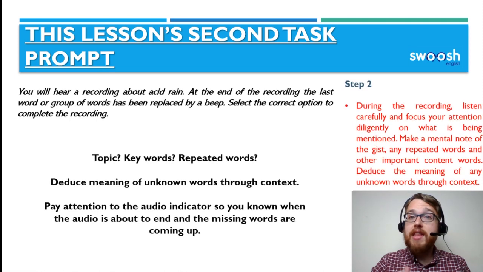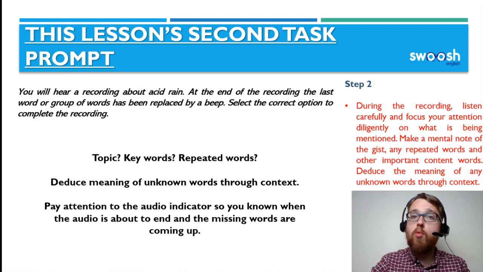All right, now that we've done the pre-listening section, let's move on to the listening section itself. So let's look at step two. During the recording, listen carefully and focus your attention diligently on what is being mentioned. Make a mental note of the gist, any repeated words, and other important content words. Deduce the meaning of any unknown words through context.